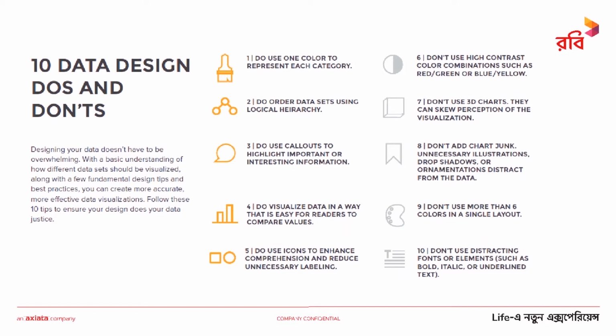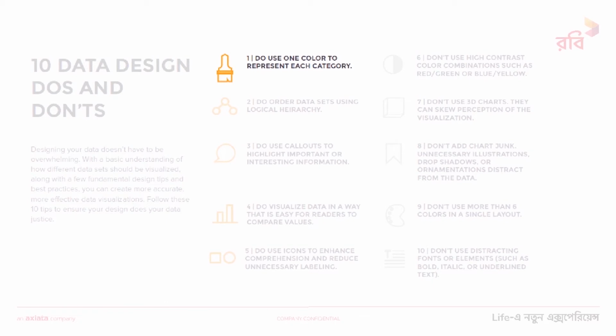At first, let us look at 5 things that we should always try to follow. We should try to use one color to represent each category. We should try to order the dataset using a logical hierarchy. We should always try to use callouts to highlight important or interesting information. We should try to visualize data in such a way that is easy for readers to understand and to compare values. And finally, we should use icons to enhance comprehension and reduce unnecessary labeling.